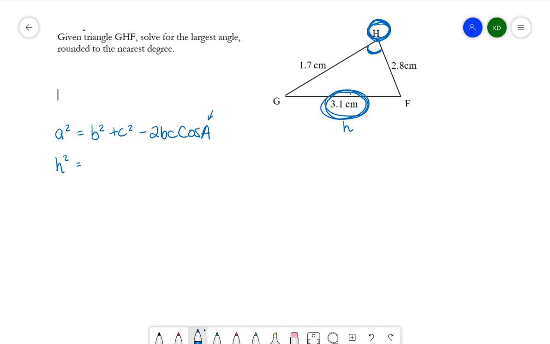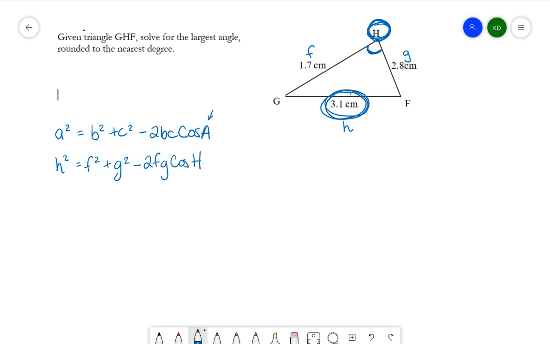B and C, the order of them doesn't really matter. As we know, 2 plus 3 is the same as 3 plus 2. 2 times 3 is the same as 3 times 2. So the order that we label the other two sides really doesn't make a difference. 1.7 is going to be lowercase f, and 2.8 is going to be lowercase g, because they are across from those corresponding angles. So I'm going to write f squared plus g squared minus 2 times f times g times cos of h.